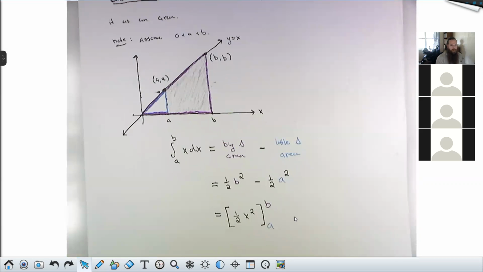And what do you notice about 1/2 x squared and the function that we were integrating? What's the relationship between those two things? The antiderivative? Hell yes. This is the antiderivative for this. So the integral from a to b of some function is equal to the antiderivative for that function with b and a plugged in and subtracted. In other words, the integral of little f is equal to capital F evaluated from a to b.